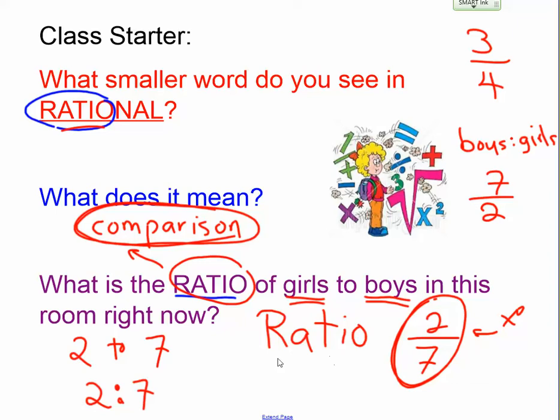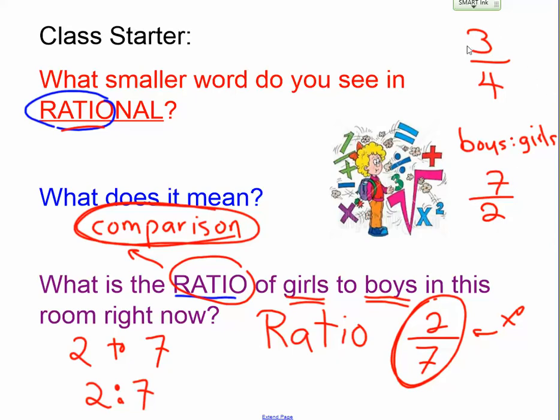But the most common way we write ratios is looking like a fraction. This is not a fraction though. A fraction is a special ratio that's part to whole, and this is not showing part to whole. We had 2 girls for 7 boys. So the ratio of girls to boys looks like a fraction, but it's read differently, as 2 to 7. And if I change it around and ask, what's the ratio of boys to girls? Then we have to give the boys first, and that would be 7 to 2.